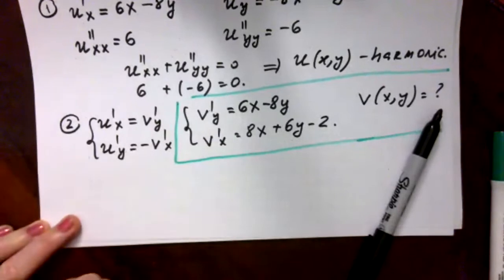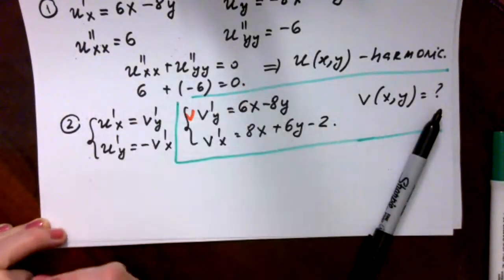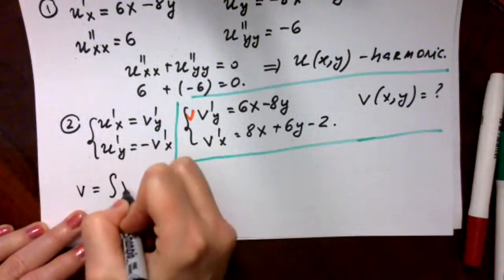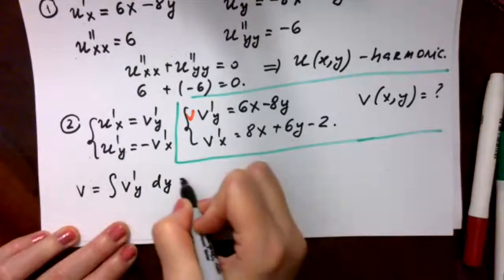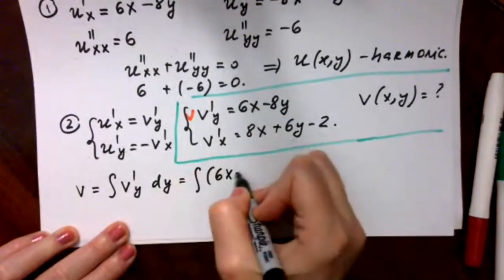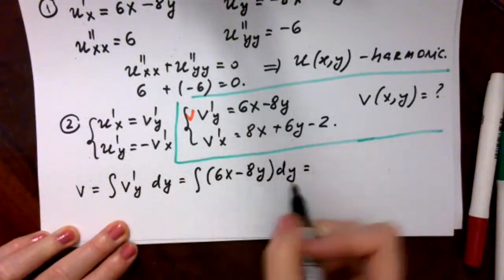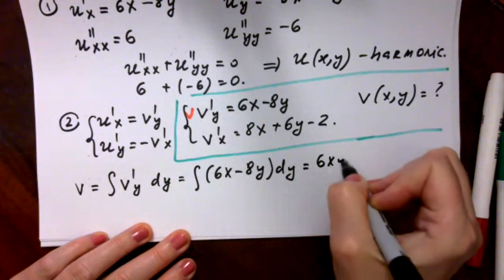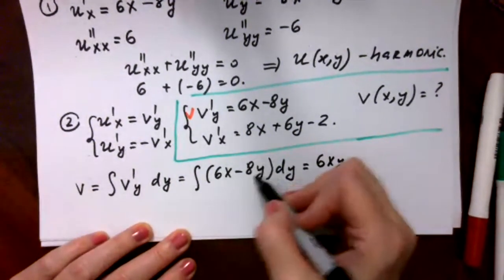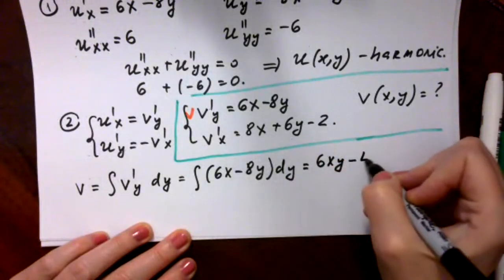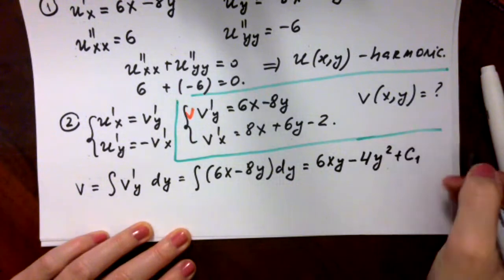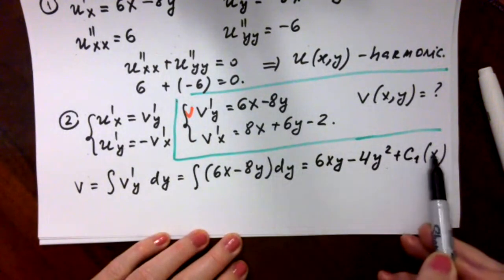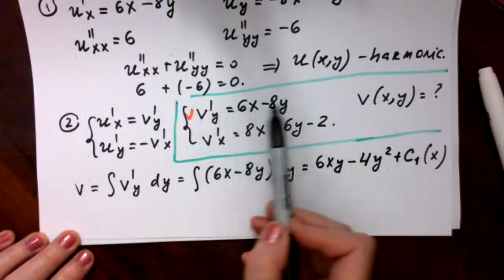So do you remember how we used these two pieces of information in turn? Let's start with the first one. I see that the partial derivative with respect to y of v is given. It means that I need to integrate this partial derivative with respect to y, of course. So let me substitute v prime y, which is 6x minus 2y dy. And now I need to take the antiderivative of each term. In this case, it will be 6xy. The antiderivative of y will be y squared divided by 2, but we can cancel by 2, and this will be minus 4y squared, and plus c1 of x. Remember this rule: if you integrate with respect to y, this constant should be a function of x. Okay, so we used up the first piece of information.